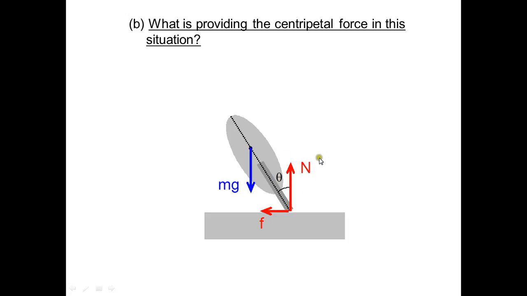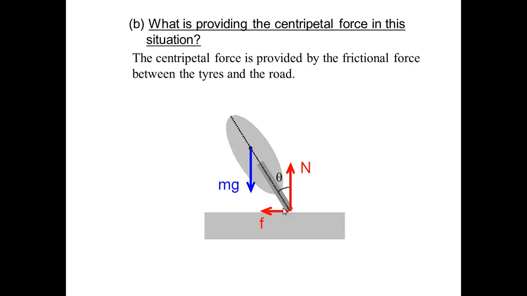If I only have the normal reaction force and the weight mg, you can see that both these forces are in the vertical direction, so there's no way that the motorcycle can turn in a horizontal circle. So there must be another force. This force that I label here is the friction. The friction must be directed towards the center of the circle to provide the resultant force, which is the centripetal force necessary for the motorcycle to turn, to change the velocity. So the centripetal force is provided by the frictional force between the tires and the road.